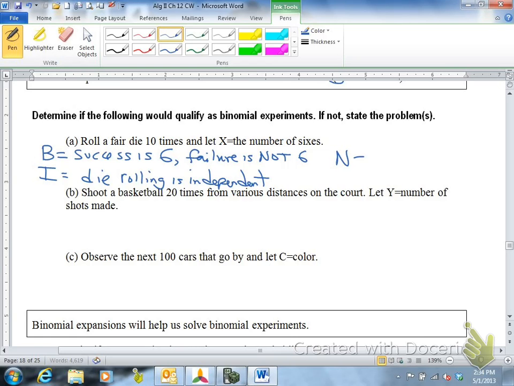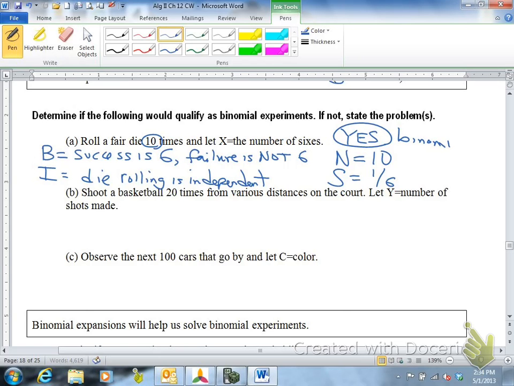N, are there a fixed number of trials? Well, you're told you roll the die 10 times, so N is 10. And the probability of success for getting a 6 is always the same. The probability of success is 1/6. It's always the same. So you would say yes.